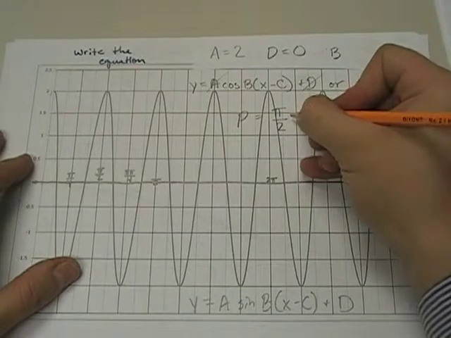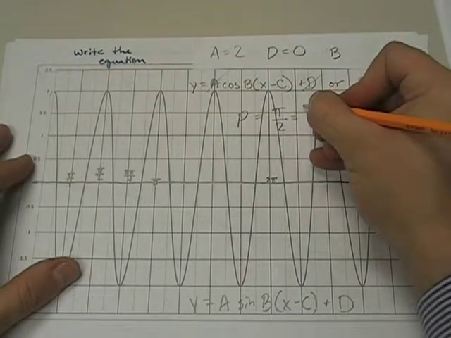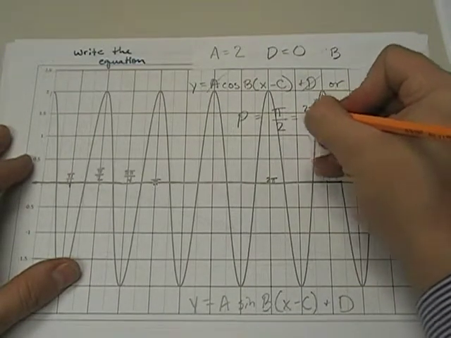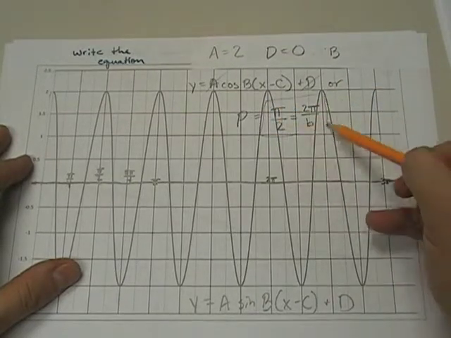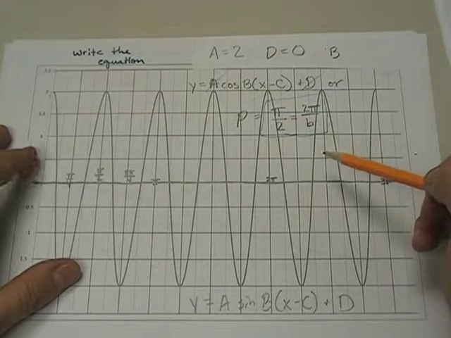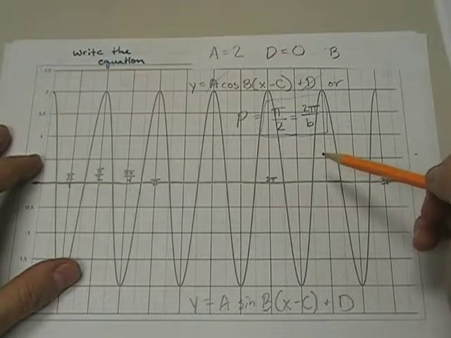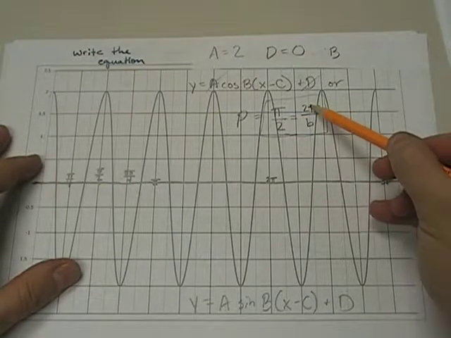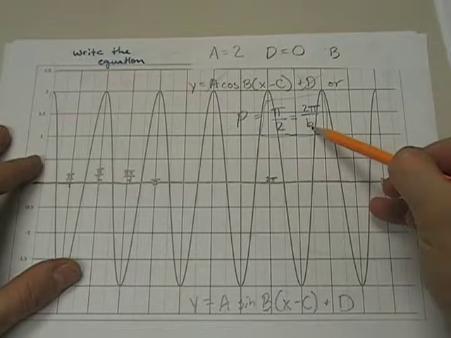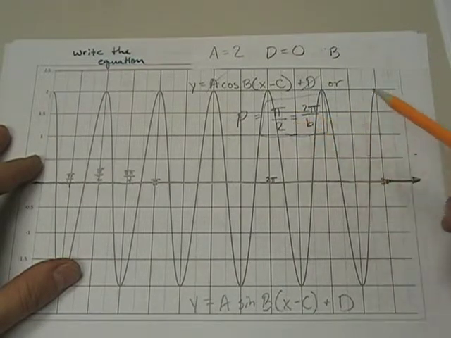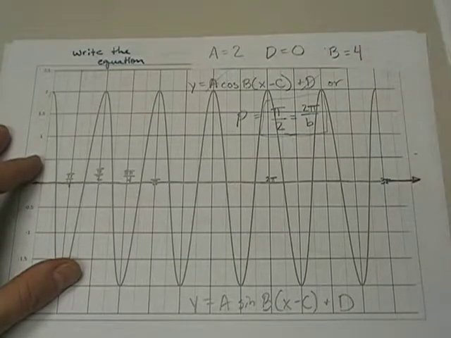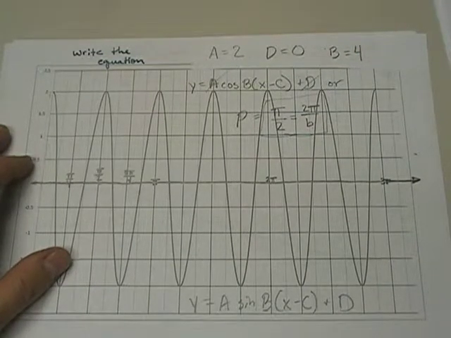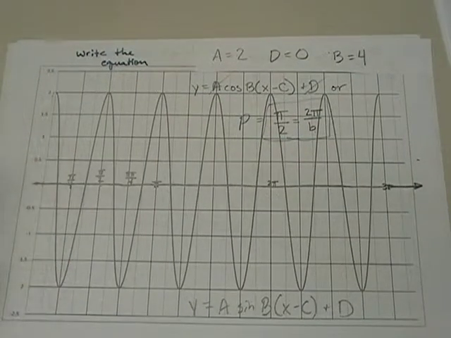Now, the period for any sine or cosine function is always going to be equal to 2 pi over B. So solve this equation for B. And what will you find? 2 pi divided by 4 equals pi over 2. So B must equal 4. Okay? So now you know A, you know B, and you know D.